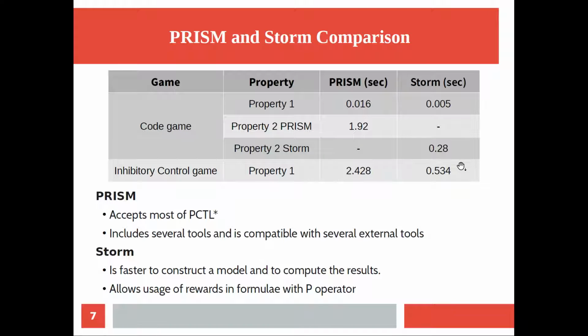As previously said, we used 2 platforms, Prism and Storm. This table shows a comparison of their computing times. On most properties, Storm is significantly faster than Prism. Should we put Prism aside? The answer is no. Indeed, Prism is slower, but it accepts more complex formulae than Storm.